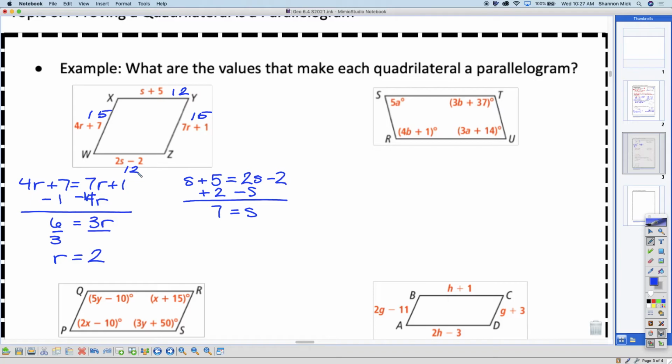Now, I could do it, and I could set up a nice system of equations and make this problem really hard. But we don't want to make it hard, do we? Not if we don't have to. And so, what does 5A equal? 3A plus 14. And what does 3B plus 37 equal? 4B plus 1. Because we know those angles that are diagonal are equal, correct? Now I have 2 algebra problems I just need to solve.